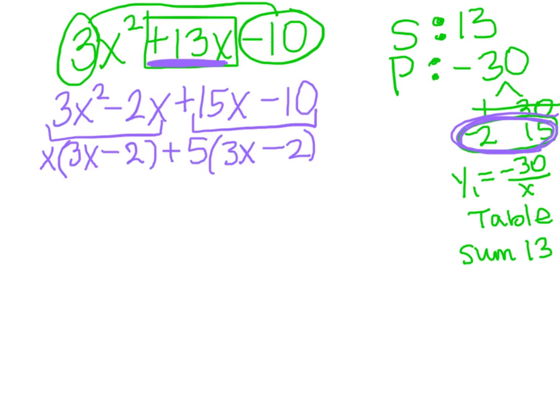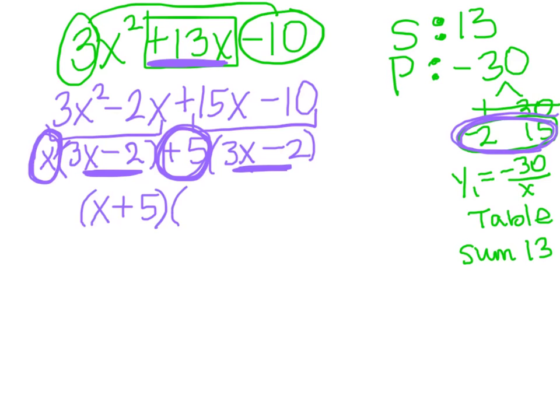Now I can see that I did this correctly because I have the same term in the parentheses. That should always happen when you're doing this correctly. The reason we call it grouping is because we're going to group the x and the plus 5 together. Because they're both being multiplied to the same term, I can combine them into their own group, x plus 5. And 3x minus 2 is obviously the other group.